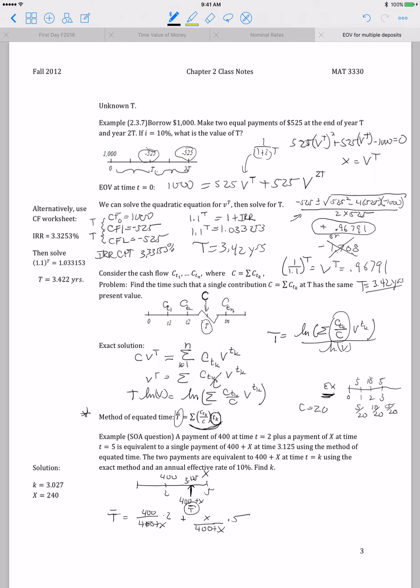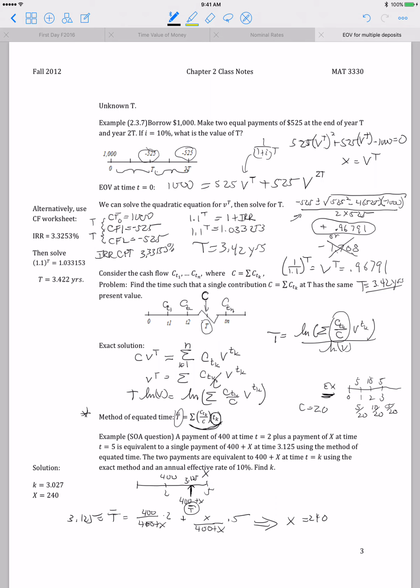And so that will be my T bar, which I'm given is 3.125. So I have one unknown, X, and you have to solve this equation for X. And when you do, and you probably need to pause and do this, you'll get X equal to 240. So you should make sure you can do that algebra. And by the way, the algebra involved is you multiply both sides by 400 plus X, right? And then you just isolate X on one side of the equation.